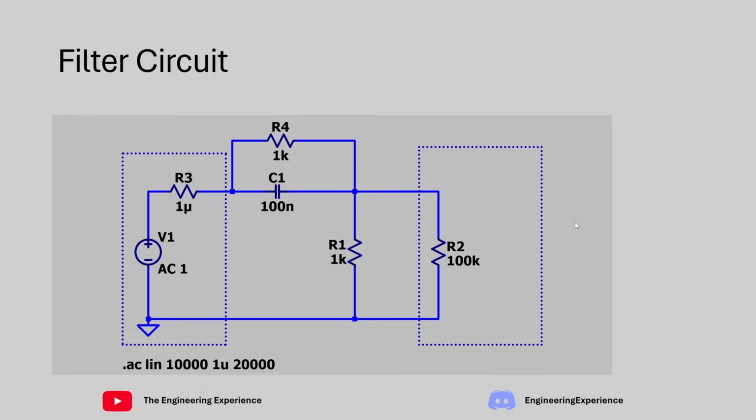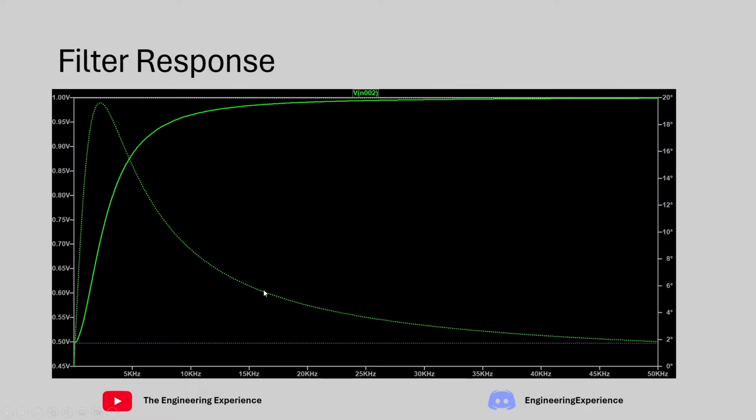On the next slide, I have a plot of the filter response. Ignore the dotted line, which is the phase response. The solid green line is basically the amplitude response of the filter. As you can see, you've got a gain of 0.5 at DC, and as you go up in frequency, the attenuation reduces, so your gain is getting closer and closer to 1. This is exactly the type of response we wanted from this filter, as asked by the question.